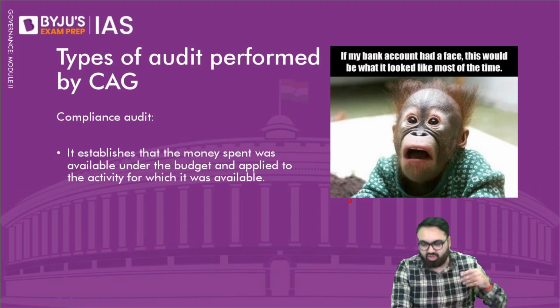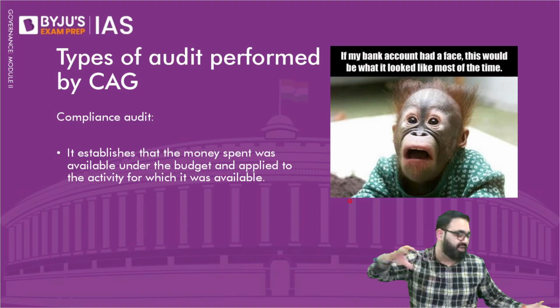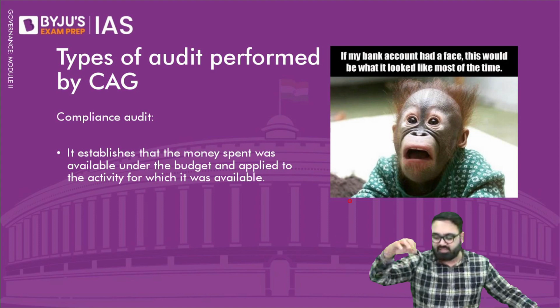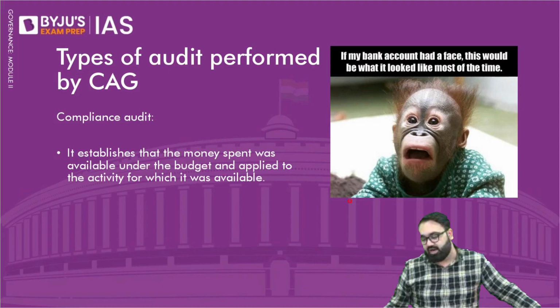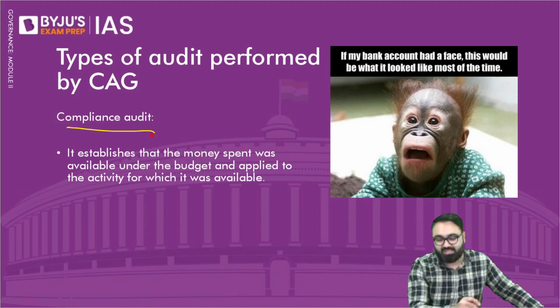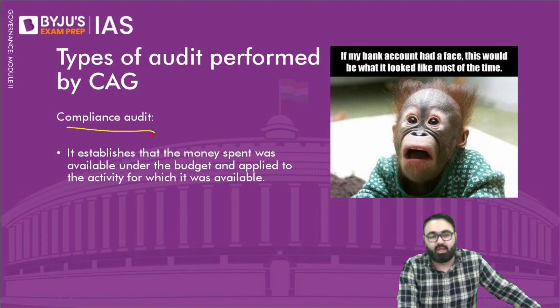Out of all these audits, the most important is the last one that we will discuss. But the CAG usually conducts all these audits. The first type of audit that the CAG conducts is called compliance audit. What do you mean by compliance audit?